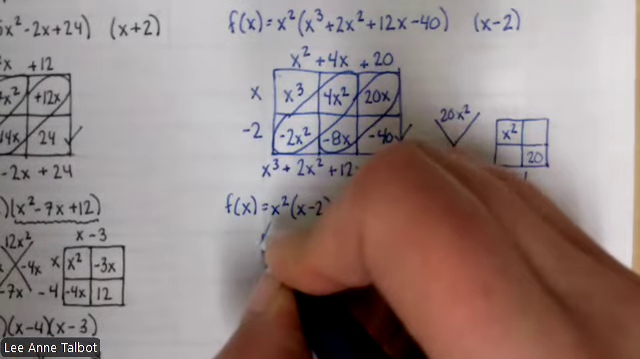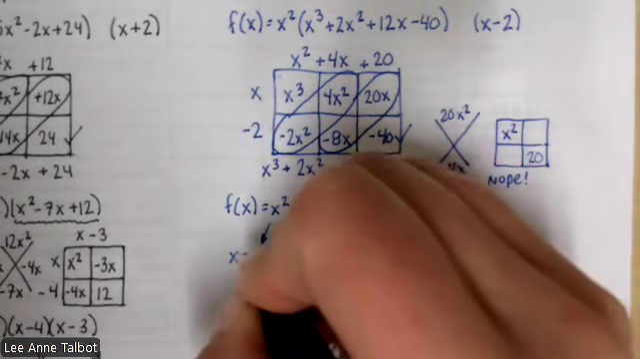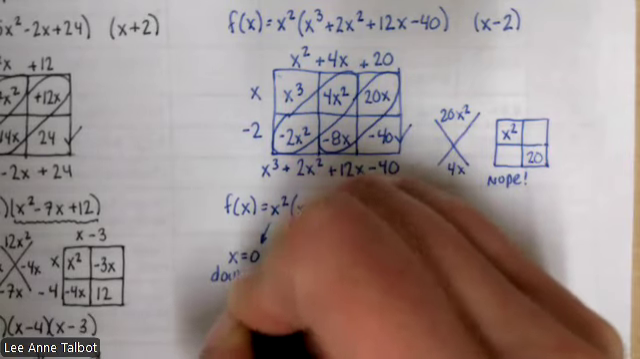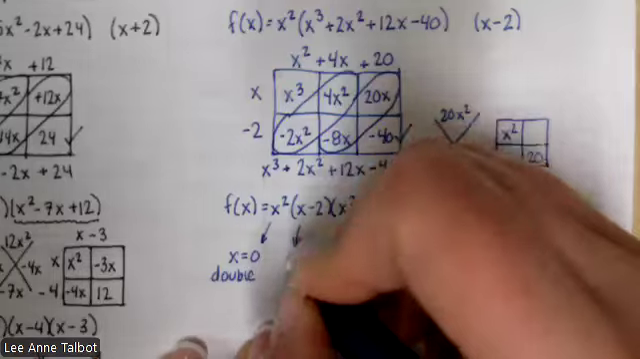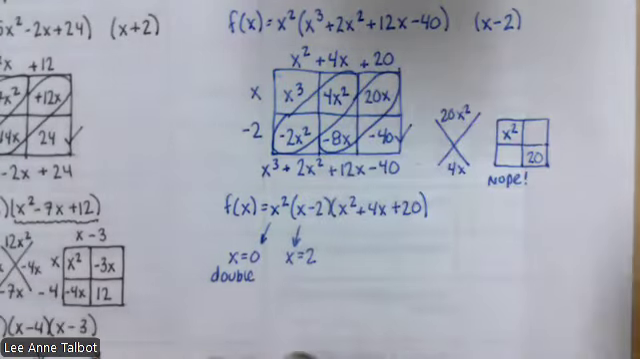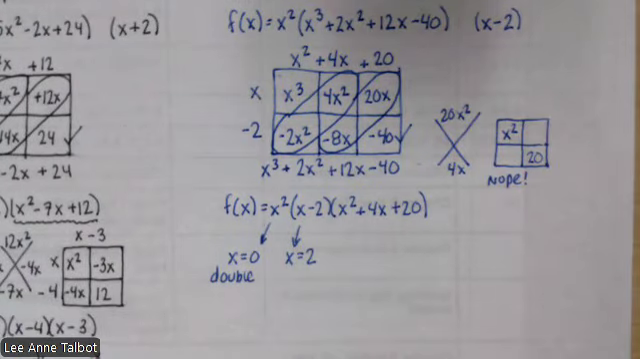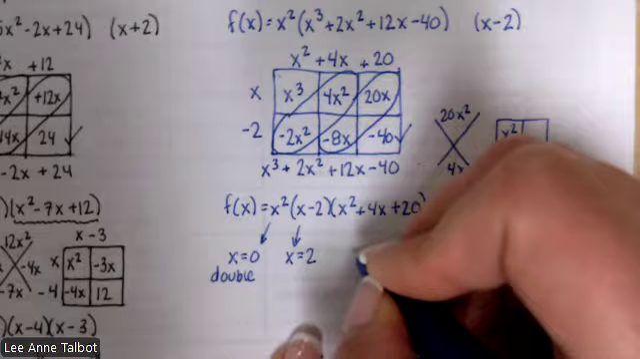Okay, so x equals 0, double. X equals 2. Everybody good with those? Yes. Okay. All right. Now this guy's going to be a problem.